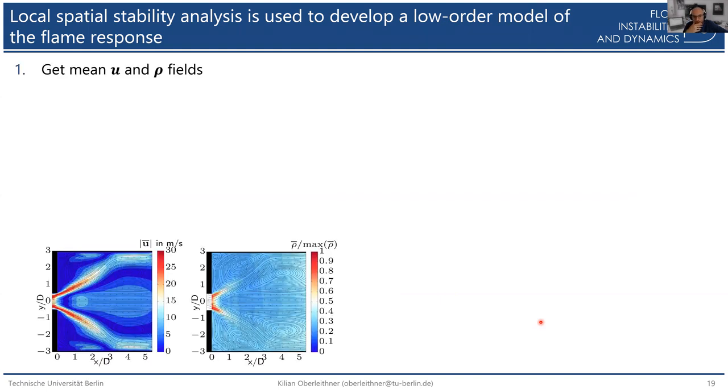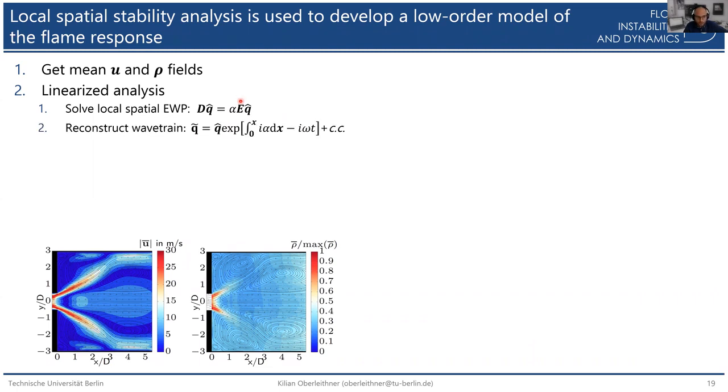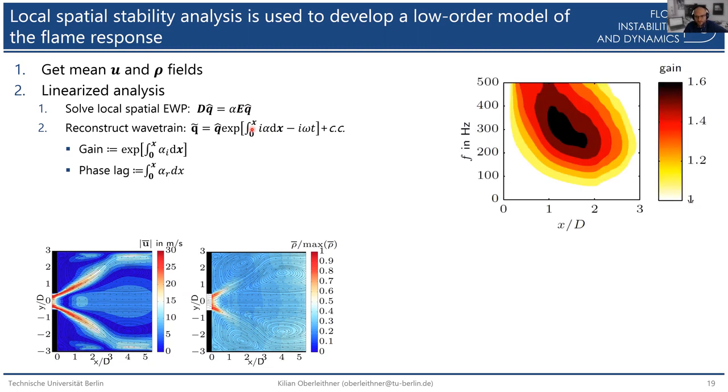So how did we proceed here? We started to get some mean fields and mean density fields in our combustor. In this case, we used PIV data, but this can also be done with numerical data, of course. And then we did a linearized analysis. We used the spatial local analysis where we solve the local spatial eigenvalue problem with alpha here as my complex eigenvalue. And then we reconstructed our perturbation wave train by integrating this complex eigenvalue in streamwise direction. And we get a gain and a phase lag. Okay, this is a very classic approach, I would say.